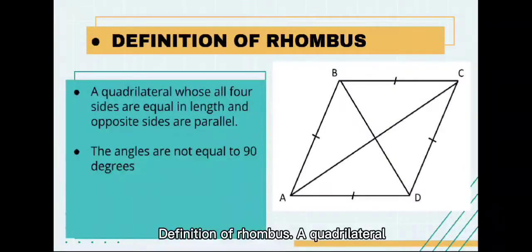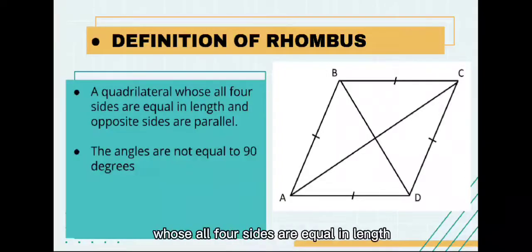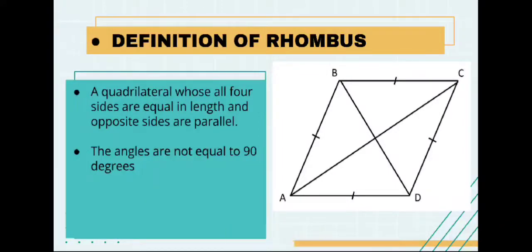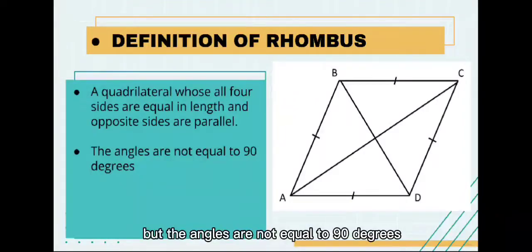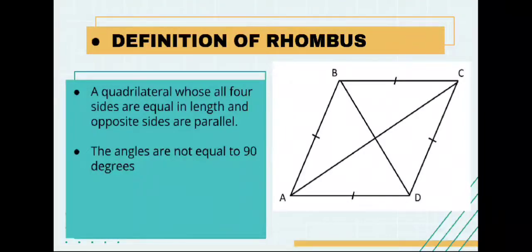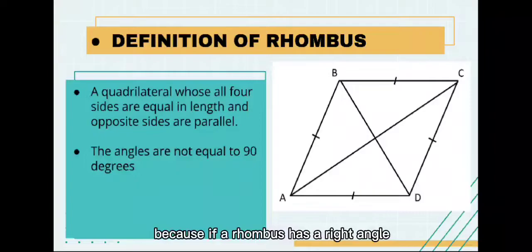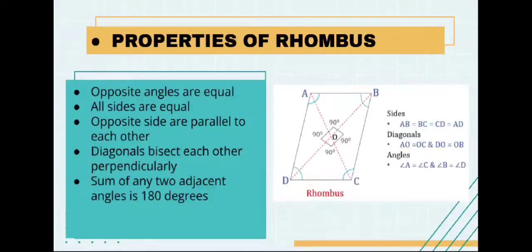Definition of rhombus. A quadrilateral whose all four sides are equal in length and opposite sides are parallel. It's like a square, all sides are equal in length, but the angles are not equal to 90 degrees. Because if a rhombus has a right angle, it would become a square. Properties of rhombus. Opposite angles are equal.